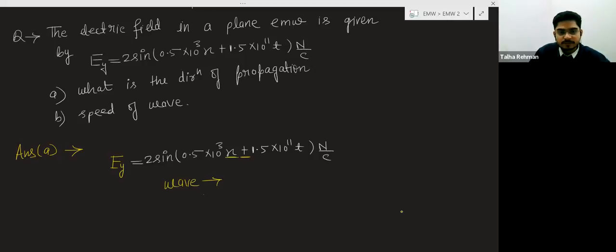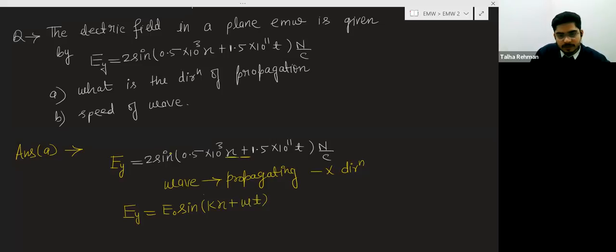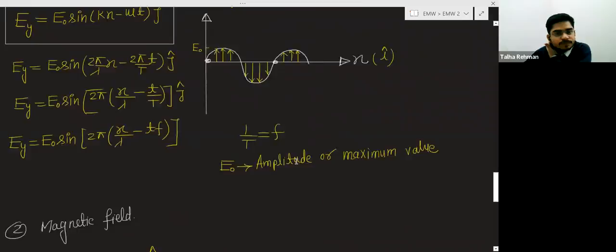Wave is propagating in the negative x direction. Why? This is the equation of the wave: Ey is equal to E naught sine (kx plus omega t). So if x is there and plus is there, I have told you the wave will propagate along the negative x direction.